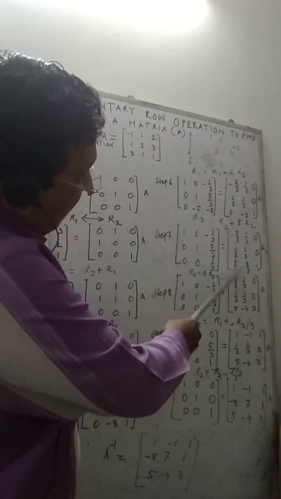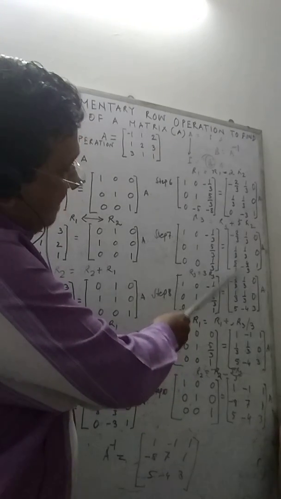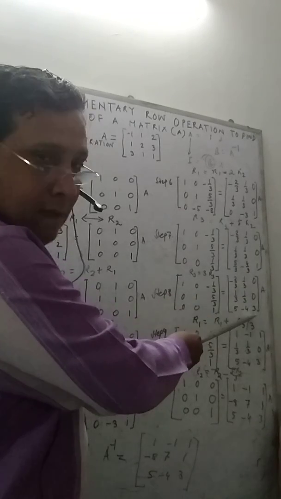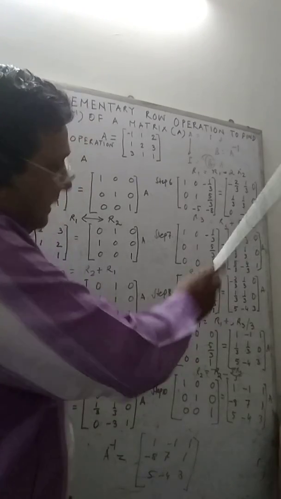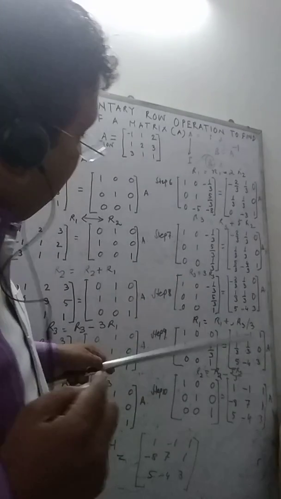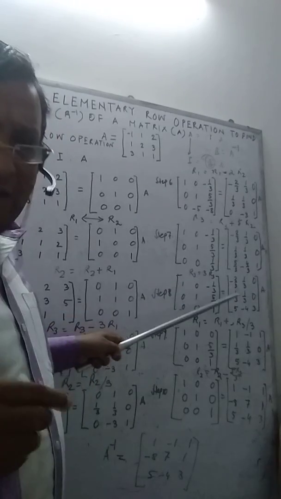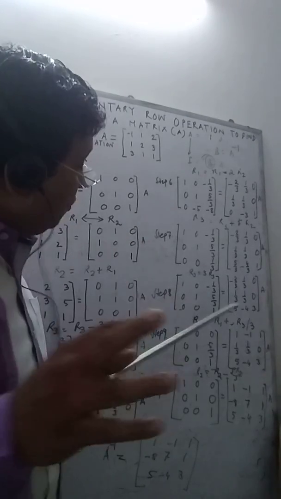That is, this was 5 by 3. If I multiply this by 3, I get 5. If I multiply this minus 4 by 3 into 3, I get minus 4. And this 3 into 1, 3. So I think we are able to understand this step 8 using R3 equals 3R3. Very easy operations. Our objective is to make it 1.